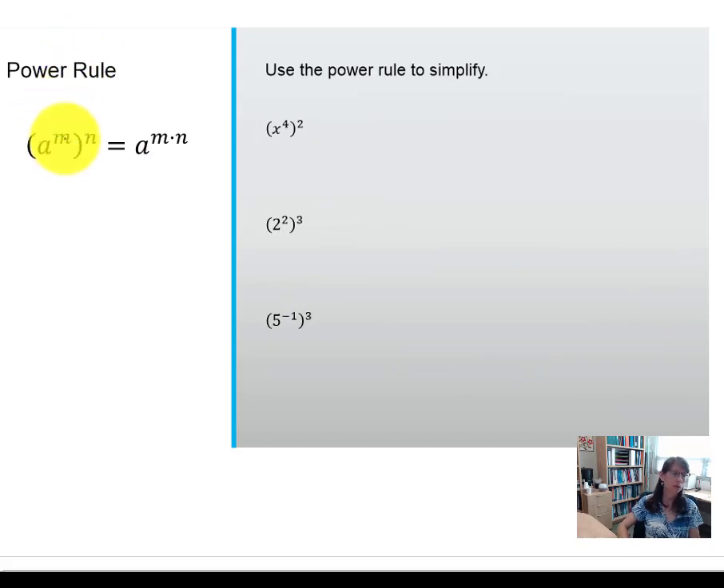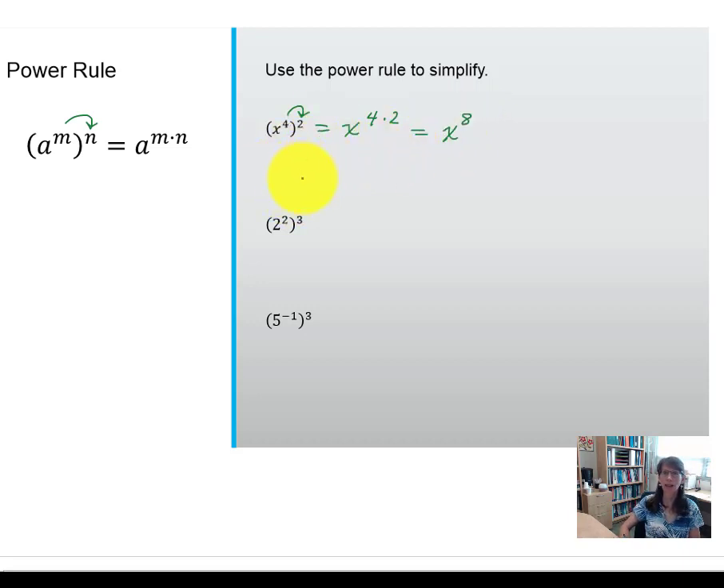With the power rule, remember we have a base raised to a power already, but then it's raised to another power. So multiplication is how we will simplify these. With x to the fourth being raised to another power, that means x to the 4 times 2, which is x to the power of 8.